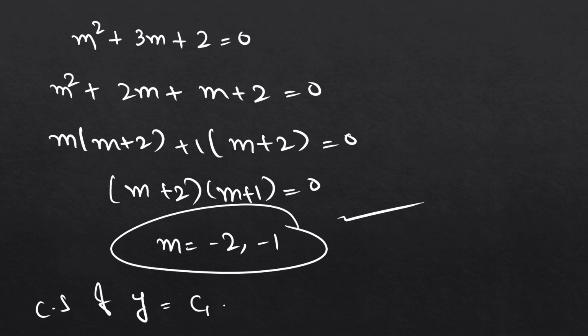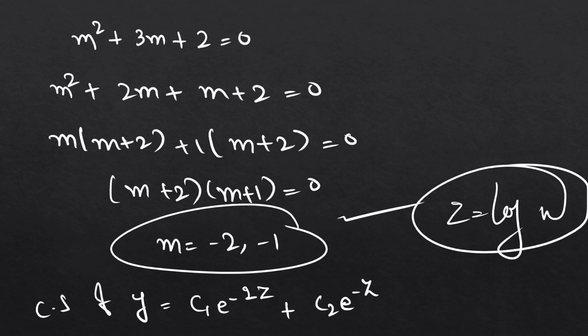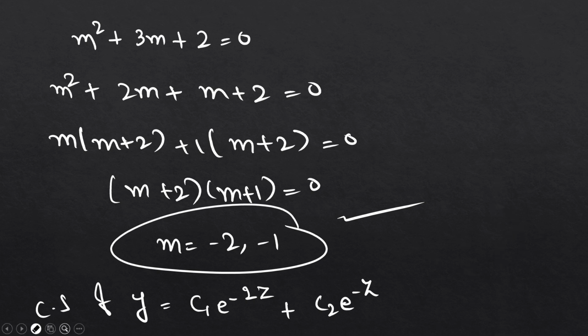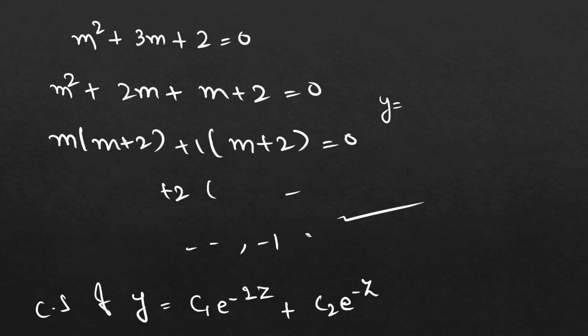The complete solution is c1 e raised to power minus 2, but now our function is in terms of z, so we will take z: c1 e raised to power minus 2z, then c2 e raised to power minus z. Again we will resubstitute the value of z equal to log x. So if we put the value of log x, how can we solve it? To solve it, first of all, we will replace y equal to, I will just rub it so that I can write it in an elaborated way.